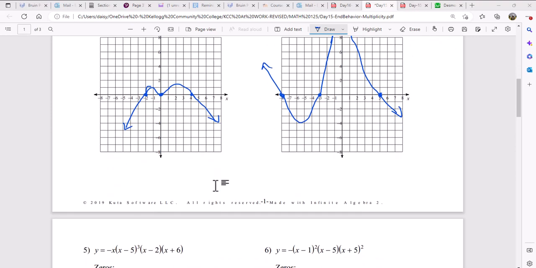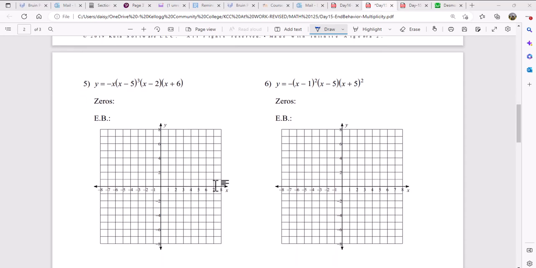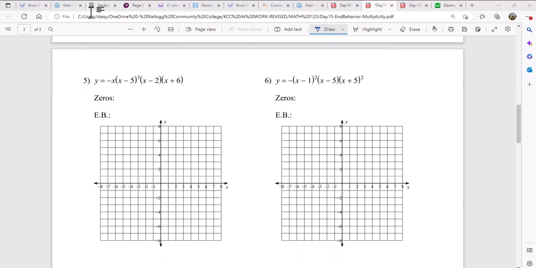So what I'm going to ask you to do now is go to the next one and do the same thing. See if you can evaluate the end behaviors, and then try to graph and find the roots.